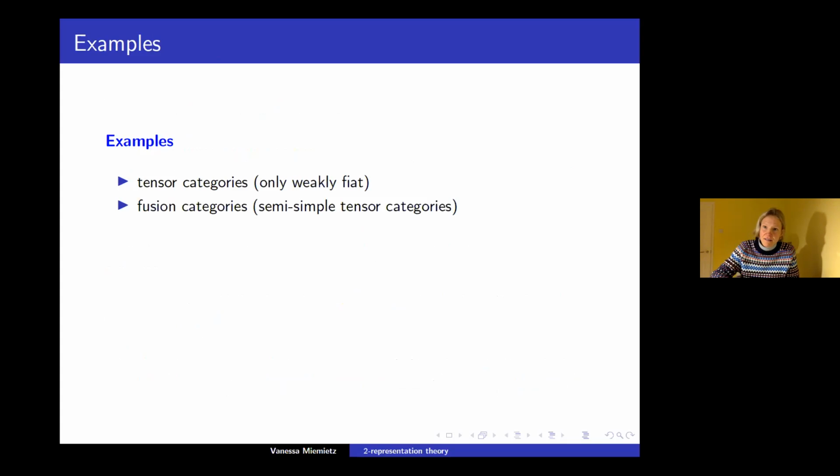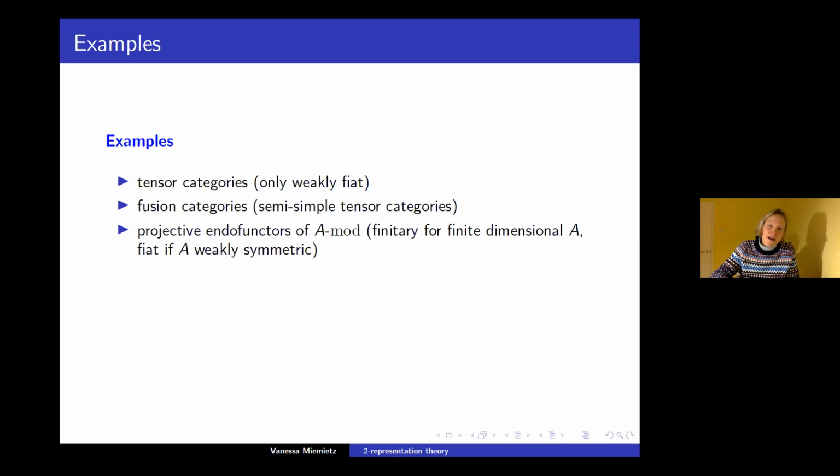Fusion categories are semi-simple tensor categories, so they're quite well studied. Those are examples. Then we could take A-modules and take what we call projective endofunctors. So what we mean by that is, well, we need the identity functor, and apart from that, we take functors that are isomorphic to tensoring with projective bimodules. And that's always finitary. It's weakly fiat, so it does have left and right adjoints if the algebra is self-injective, and left and right adjoints agree if the algebra is weakly symmetric, which means that the top and socle of the projectives are isomorphic.